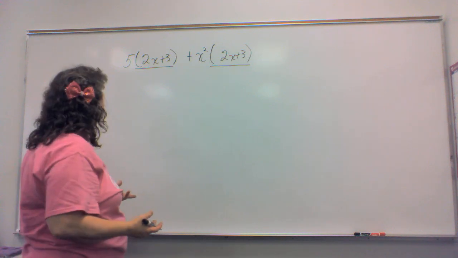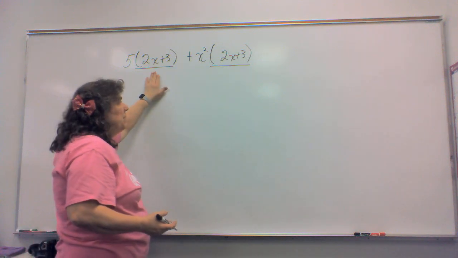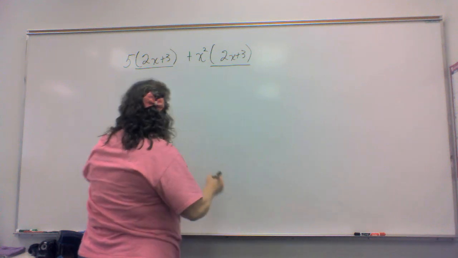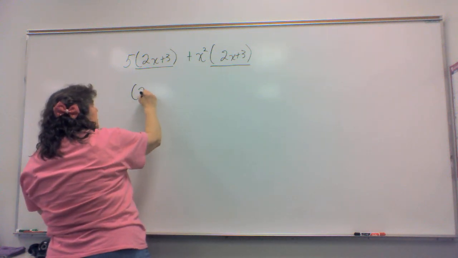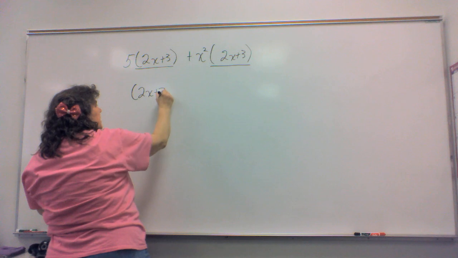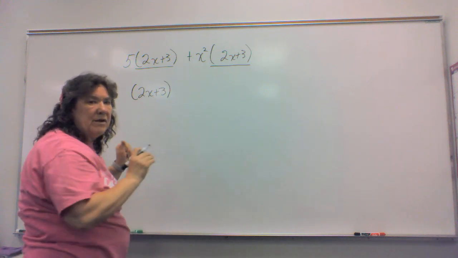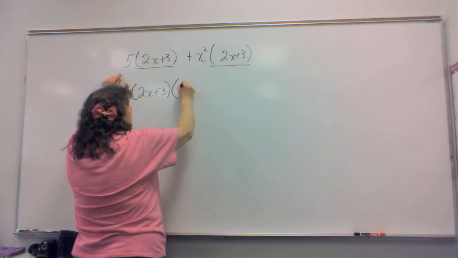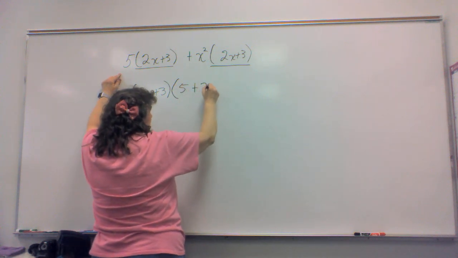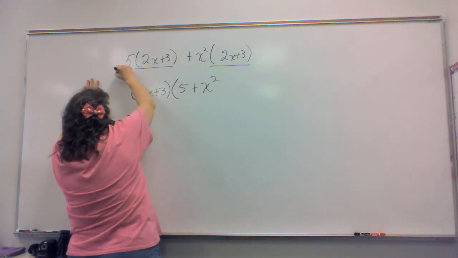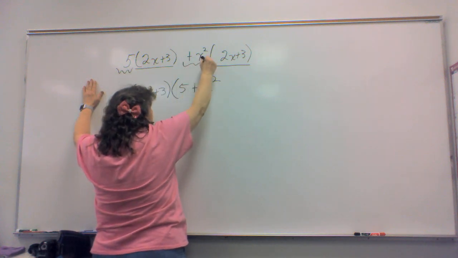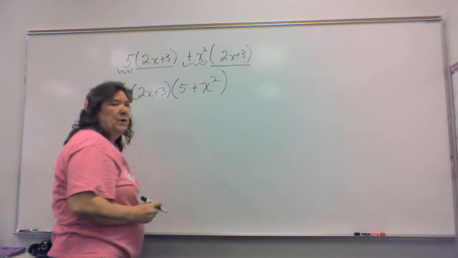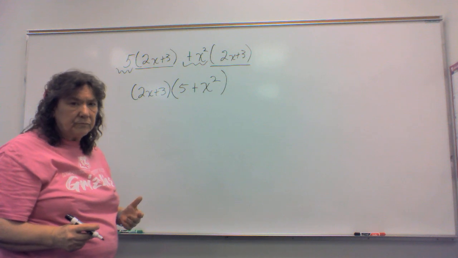So what's going to happen? We're going to pull the binomial out this time, and you're going to have to keep it in parentheses because that whole thing is one factor. Now, what's left? 5 plus x squared. This and this gives you your second factor.